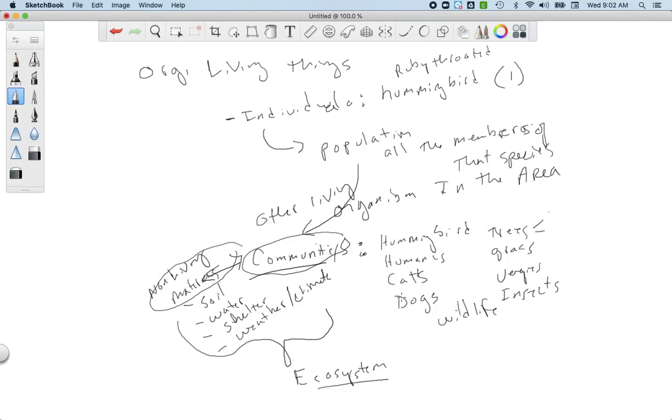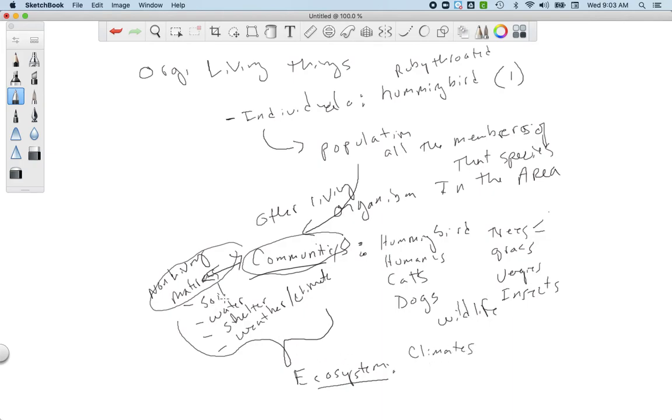So we start out with an individual. That individual is part of a population. That population lives with other living things that we're going to call a community. And those communities work with the non-living parts of the world to give us an ecosystem. And those ecosystems are determined a lot by climates.